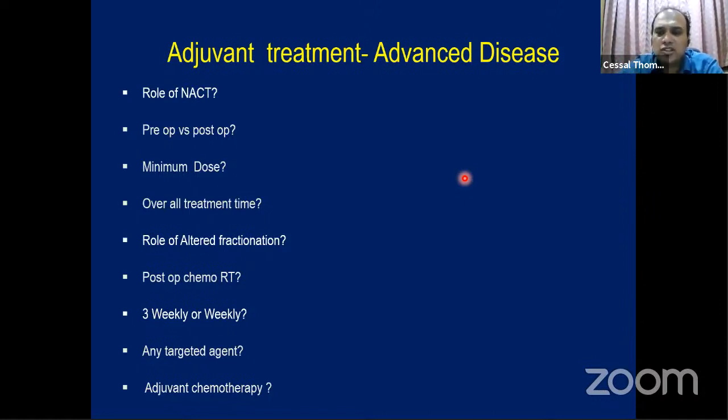Another paper was published in JCO in 2012, from China. The trial was, you give 2 cycles of TPF followed by surgery and adjuvant treatment, 2 cycles instead of 3 cycles. In the first trial, it was PF. The second trial, it was TPF. No difference in the outcome.